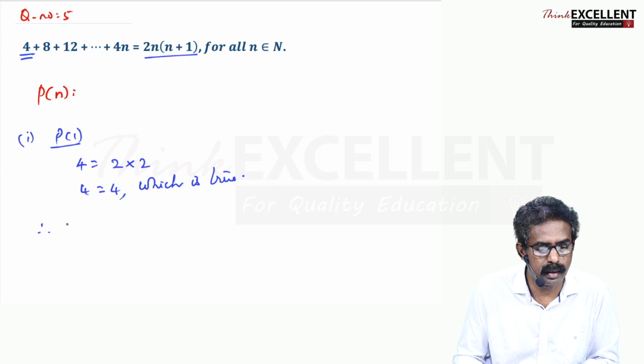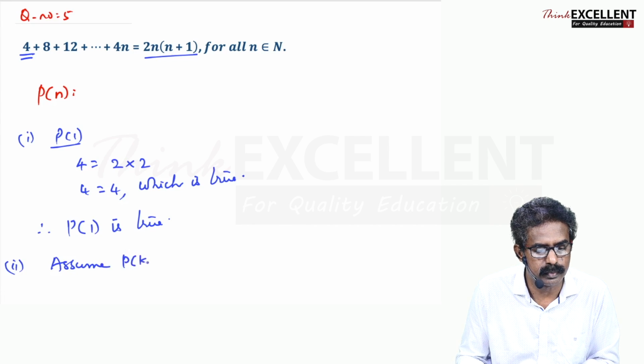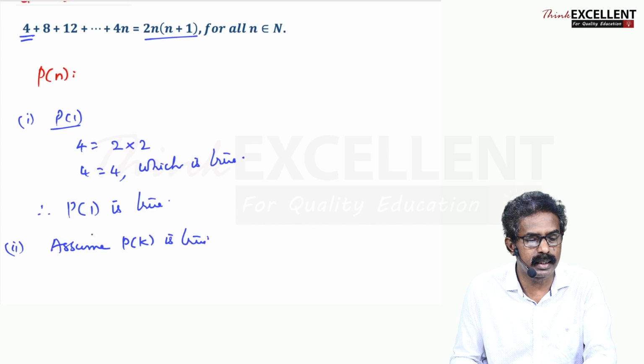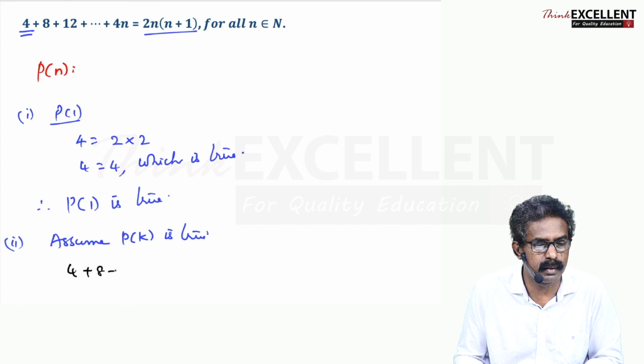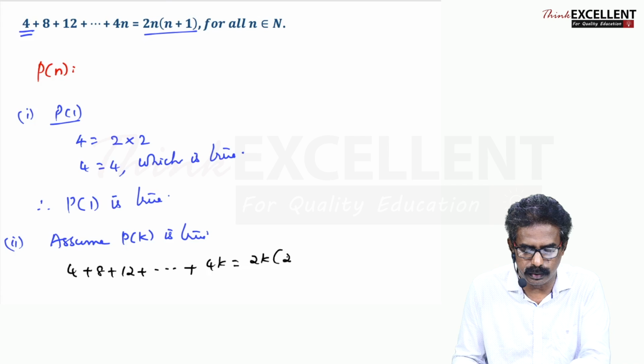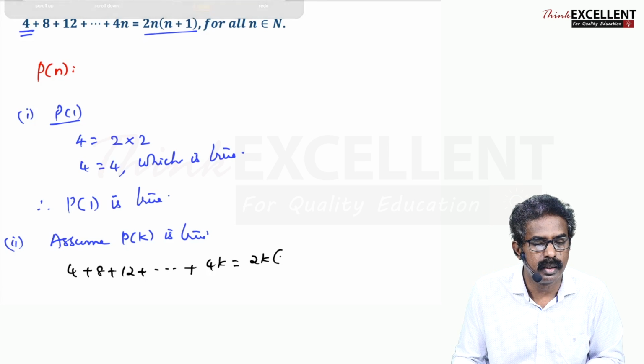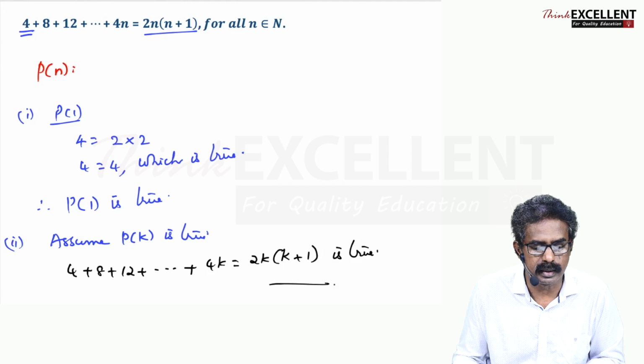So you can say P of 1 is true. First step over, right? What's the second step? Assume P of k is true. What do you do? Wherever n comes you put k. So 4 plus 8 plus 12 plus etc. up to 4k equal to 2k into k plus 1. Just we replace n by k is true. Take it as equation number 1.